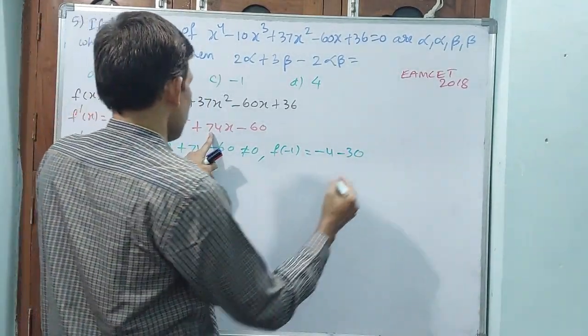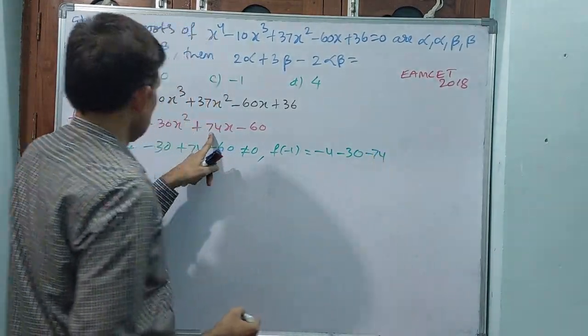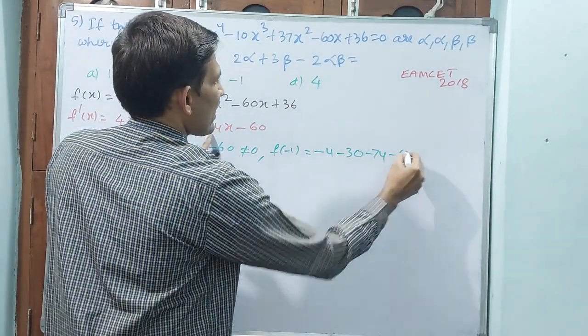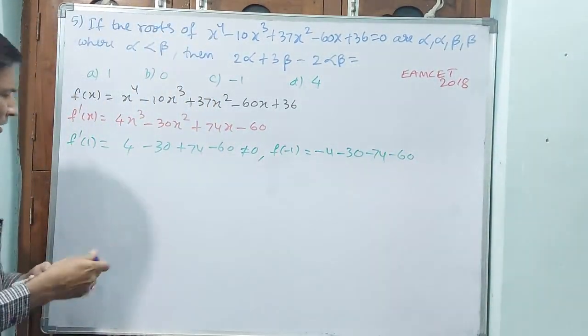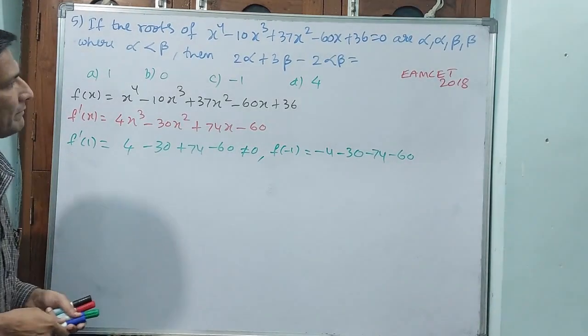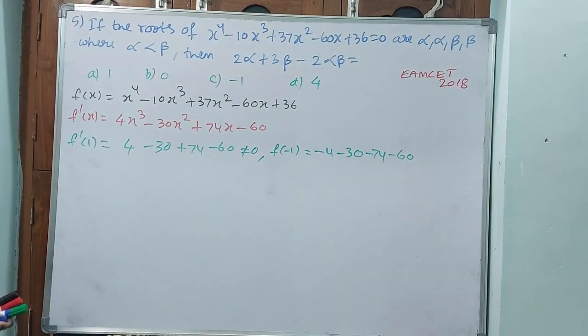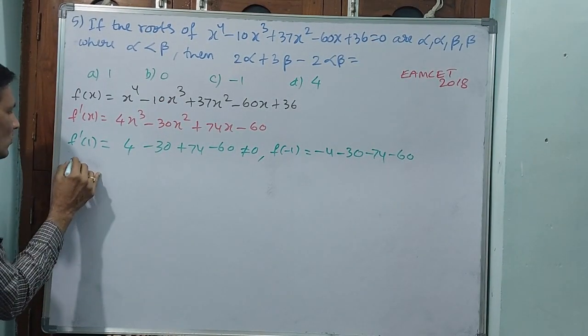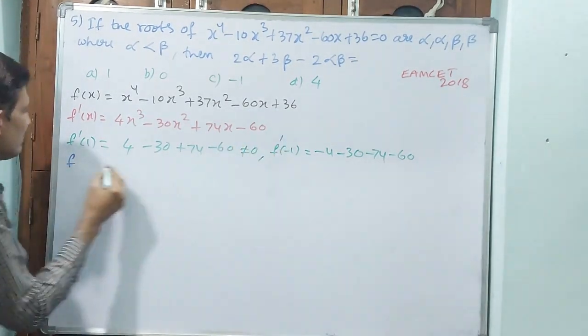This is minus 74. This is minus 60. All are minus, sorry. This is also not going to help us. Then you go for f of 2. See, f dash, I am forgetting.